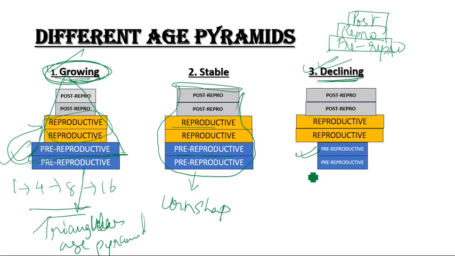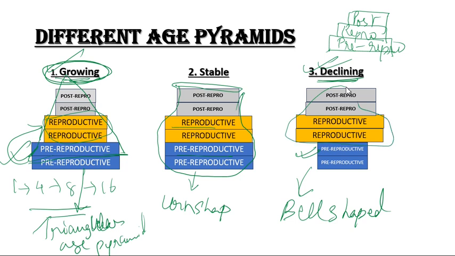Okay, and the shape of this particular age pyramid is known as bell shaped. See, it more or less looks like a bell. See here, this is the bell cap and this is the handle. Okay, so I hope this age pyramid part is clear.